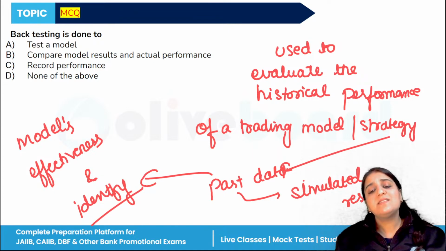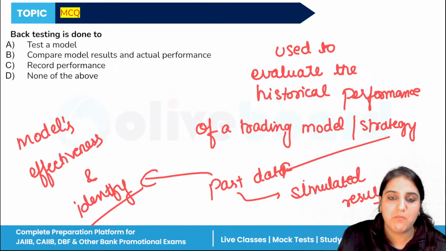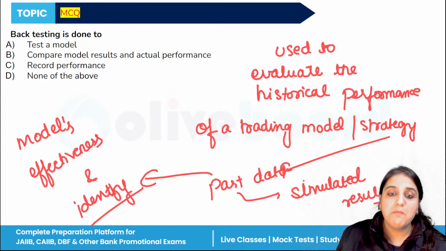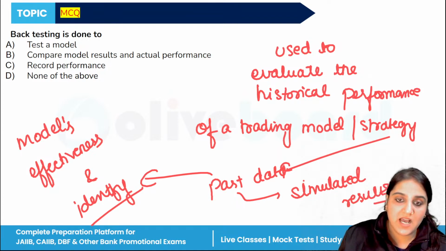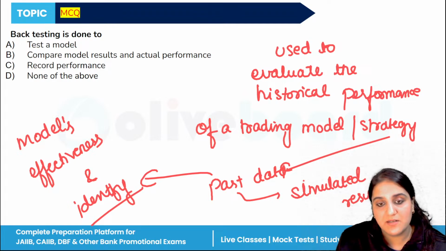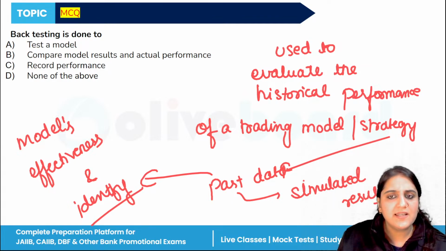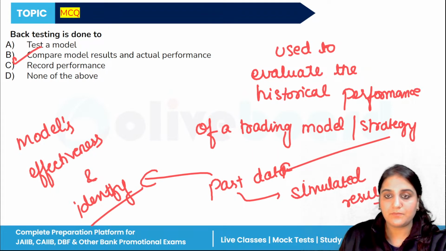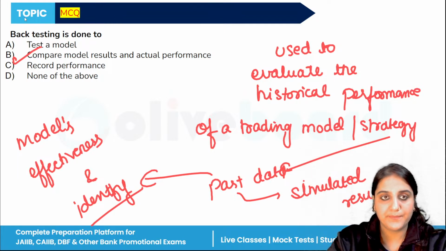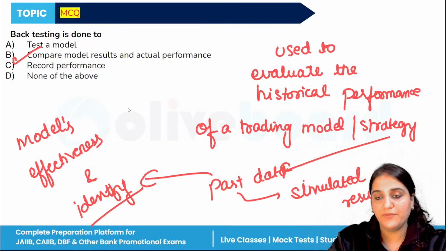And this is a vital technique which is used in financial modeling to evaluate the historical performance of a trading strategy, model or system. By applying the model to past data and comparing the simulated results to the actual outcomes, analysts can assess its effectiveness and identify the potential flaws before the deployment. So this backtesting is done to compare the model results and the actual performance. Okay, clear the concept of this question?